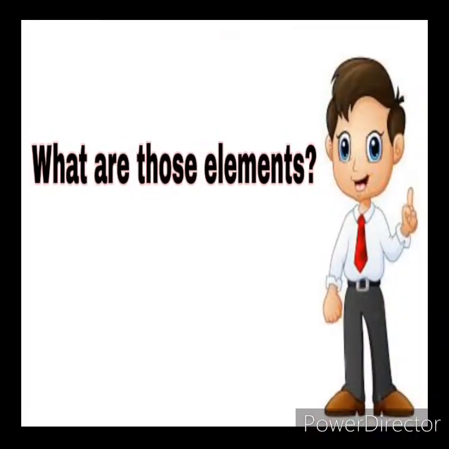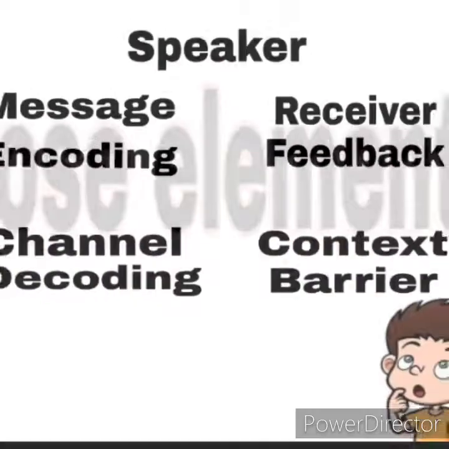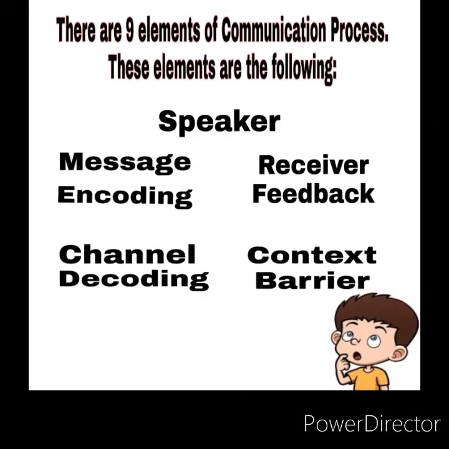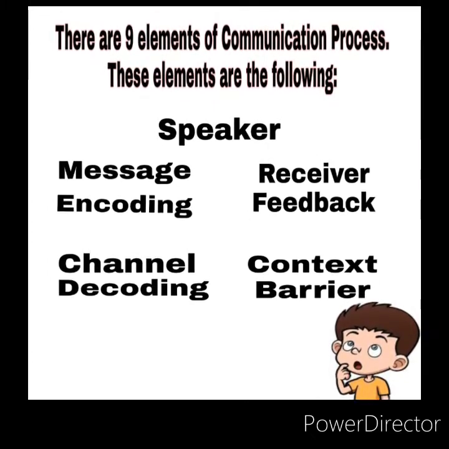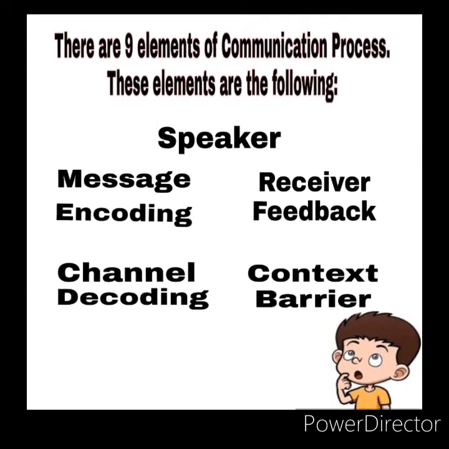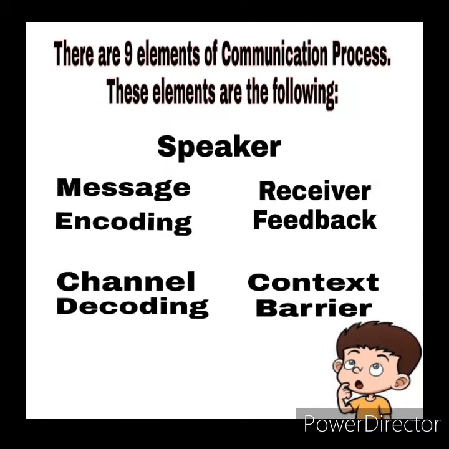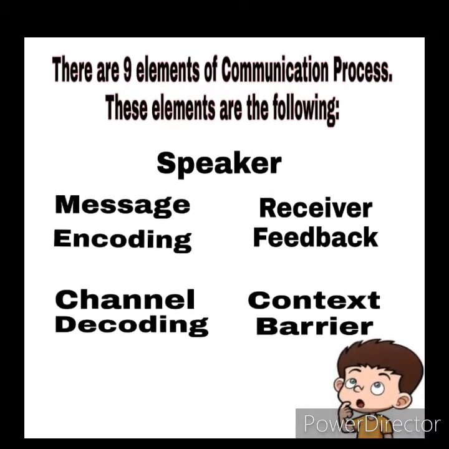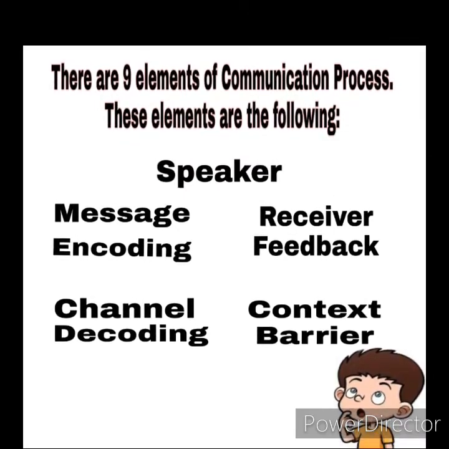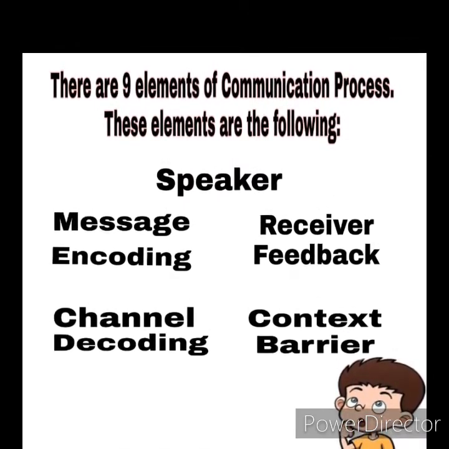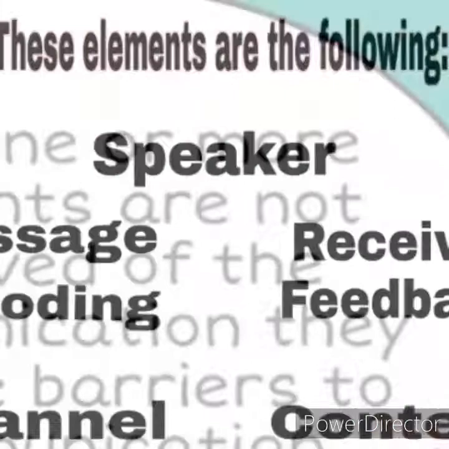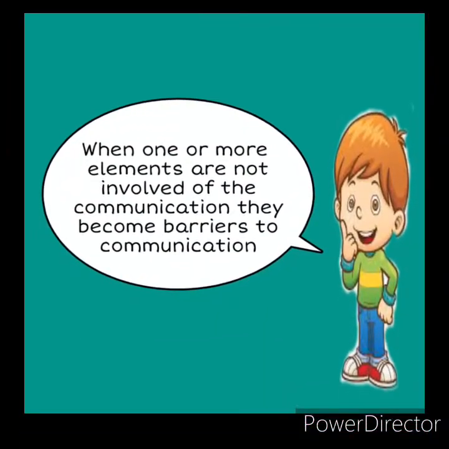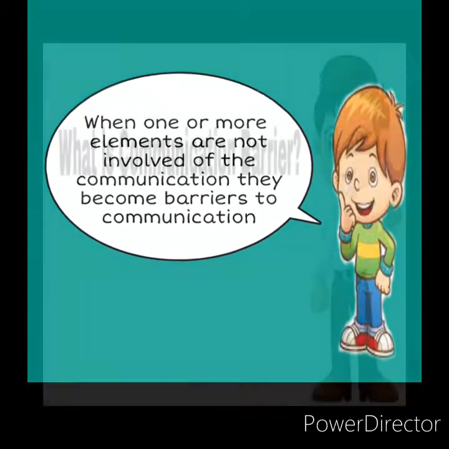What are those elements? There are 9 elements of the communication process. These elements are the following. First, speaker. Second, message. Third, encoding. Fourth, channel. Fifth, decoding. Sixth, receiver. Seventh, feedback. Eighth, context. And lastly, the barrier. When one or more elements are not involved in the communication, they become barriers.